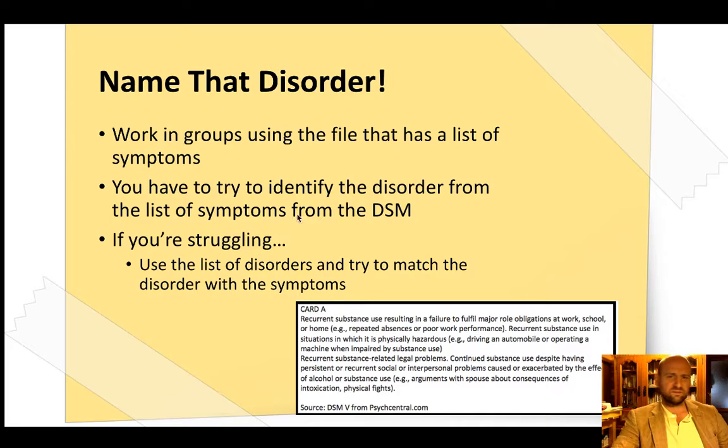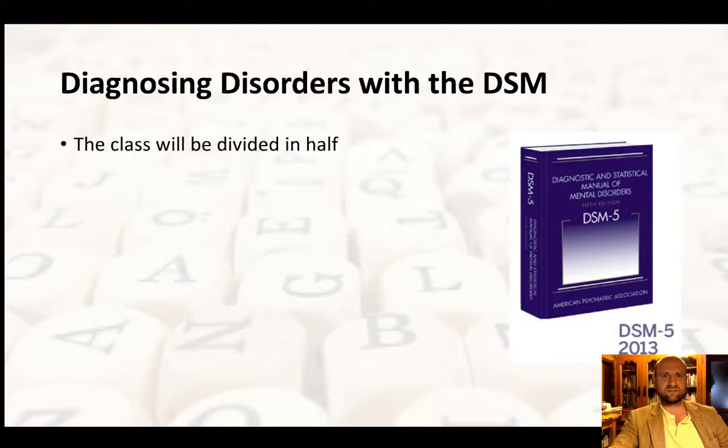And if they struggle with this, you're not going to give them the disorders. They just have all the symptoms, and they go, okay, what could that be? And then if they can't do that, then you might want to give them the list of disorders, and they just try and match the name with the symptoms. So the file is in the activities file.